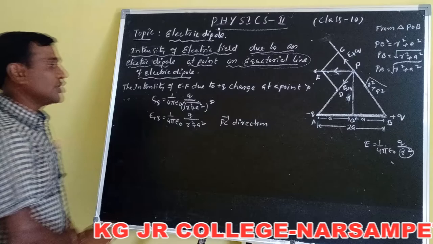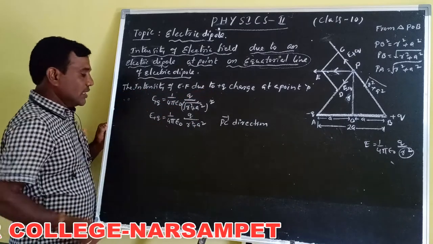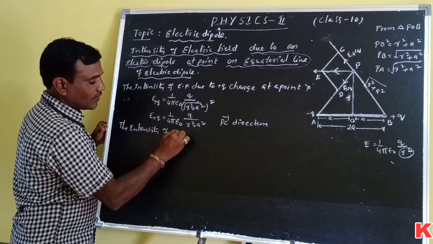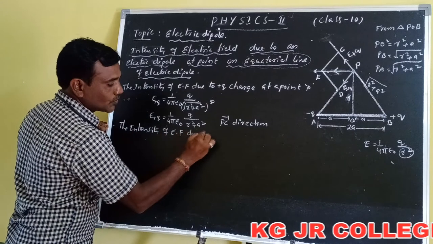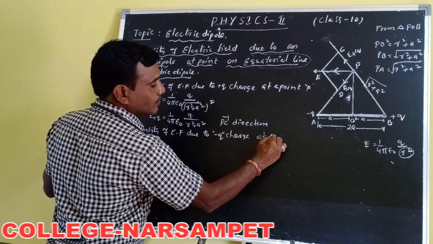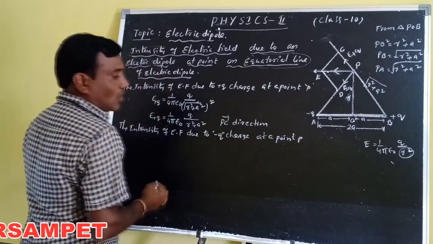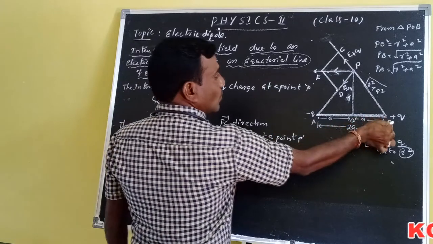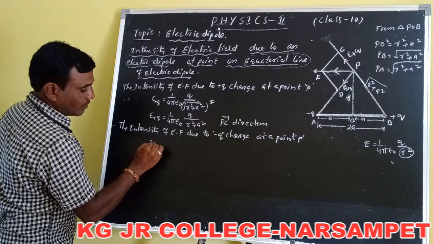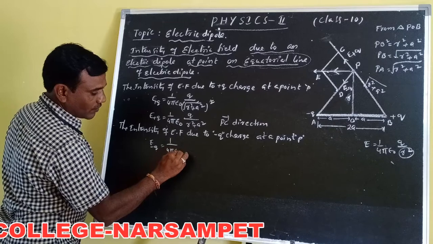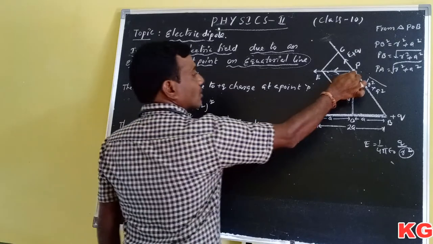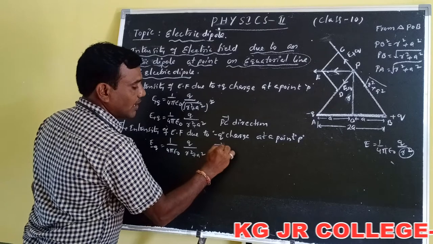Okay, now we find the intensity of electric field due to plus Q charge. Same, the intensity of electric field due to negative charge at a point P. Now we observe the distance between minus Q and point P is the same distance. Now the formula is the same, but here E minus Q is equal to 1 by 4 pi epsilon naught Q by R square plus A square. But its direction is here, the PD direction.